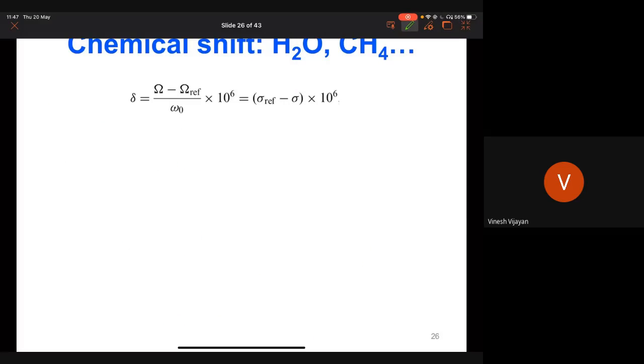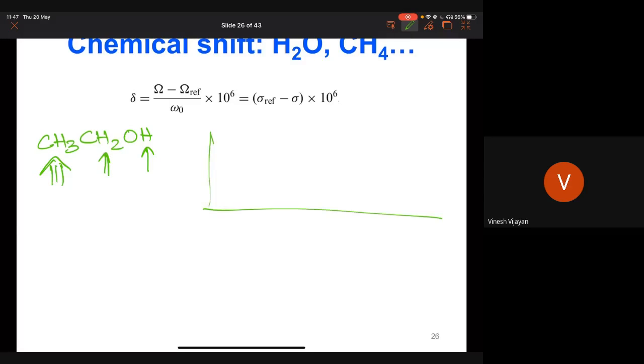Let's complicate our life a little bit more and understand how ethanol would be. You're just increasing complexity one at a time. And immediately what you're able to understand, this is one type of a proton, this is another type of a proton, and this is yet another type of a proton.